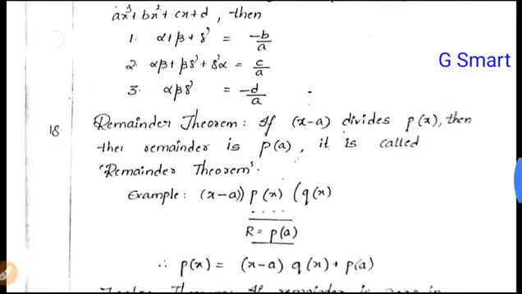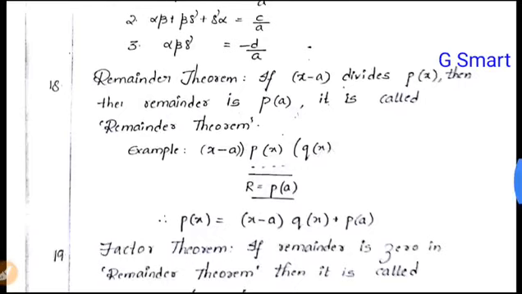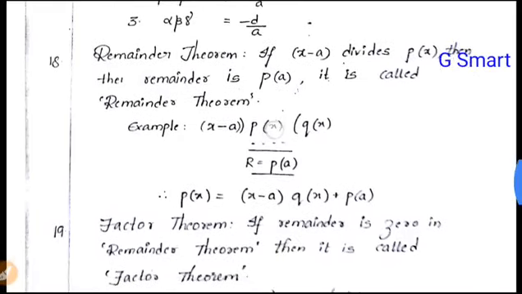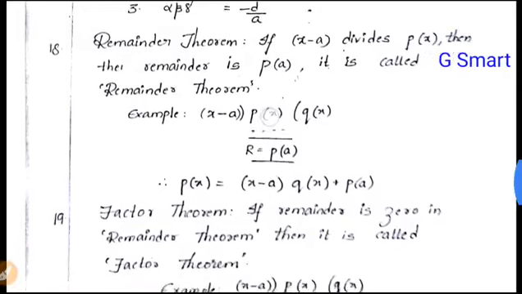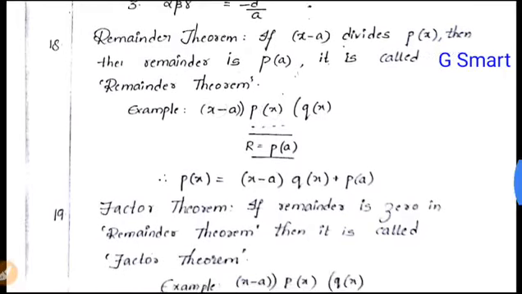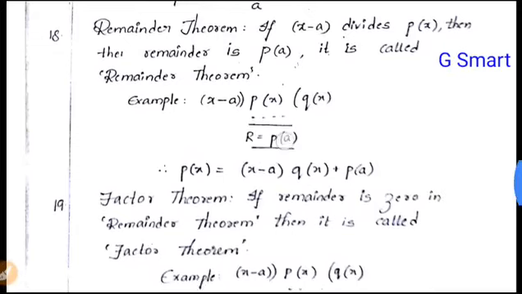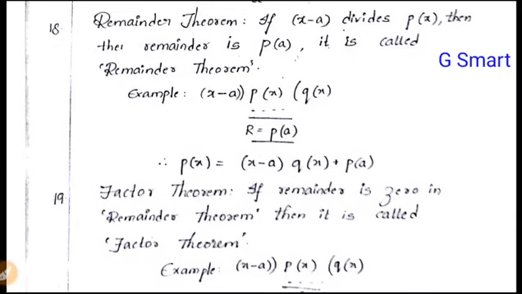Next, remainder theorem. If x minus a divides p of x, then the remainder is p of a. It is called the remainder theorem. See here, I am clearly showing you p of x in the middle. So this p of x is divided by x minus a. Then we are getting quotient q of x and remainder p of a. So this is called the remainder theorem. It can be written as dividend is equal to divisor into quotient plus remainder.